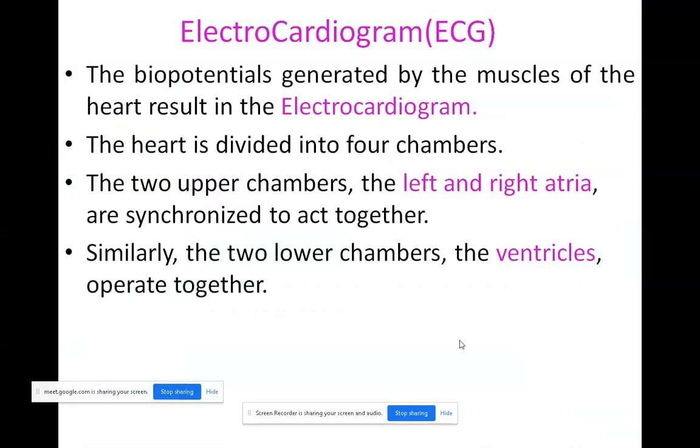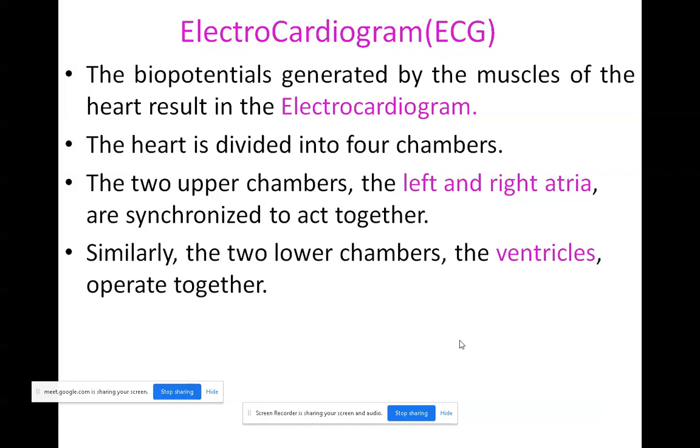Electrocardiogram. So the biopotential generated by the muscles of the heart results in the electrocardiogram. The biopotential or biosignal which is generated from the muscles of the heart will be called an electrocardiogram.